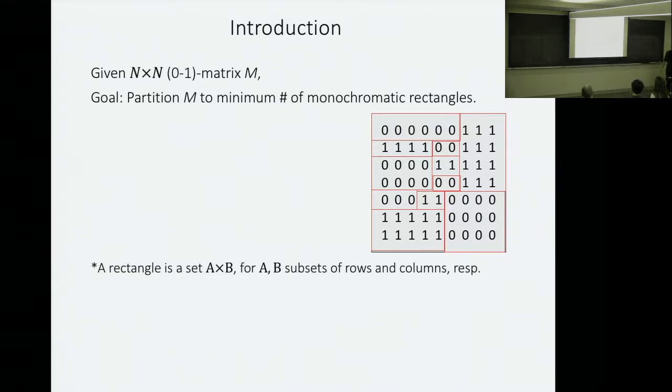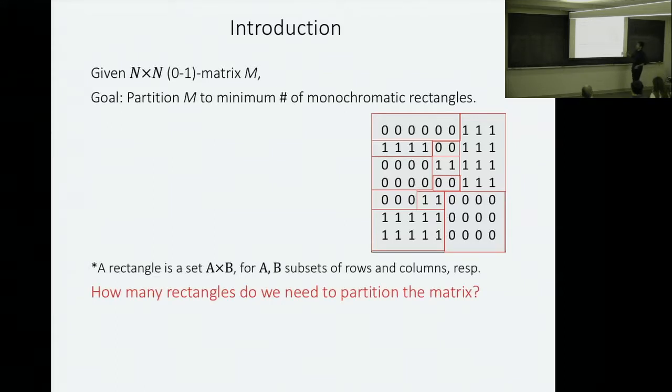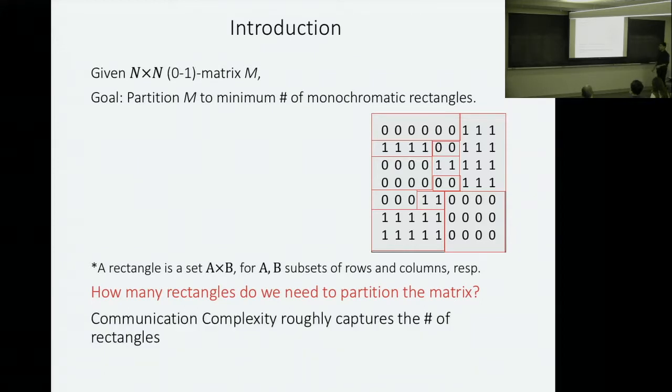Now, a natural question to ask is, how many rectangles do we need to do this partitioning? And it turns out there is a very interesting and natural measure from computer science that roughly captures the number of these rectangles required. And it's called the communication complexity of the matrix. So let me just quickly, roughly define what communication complexity means.